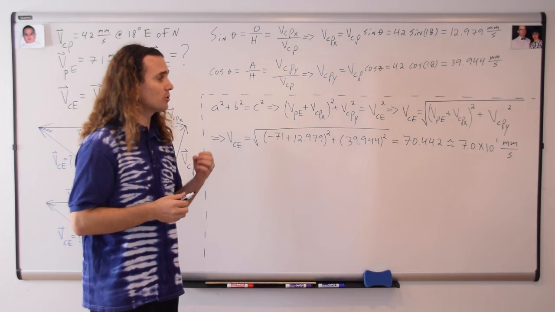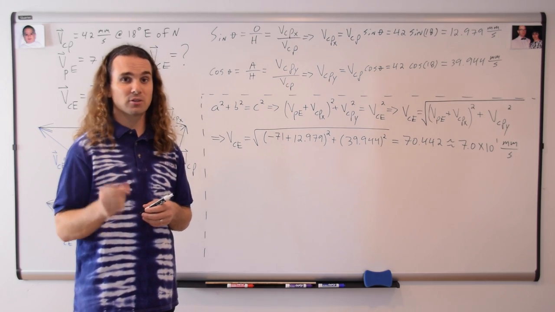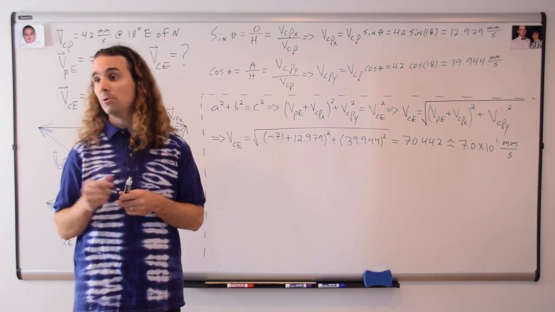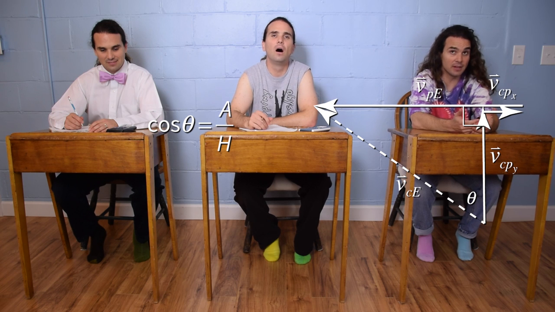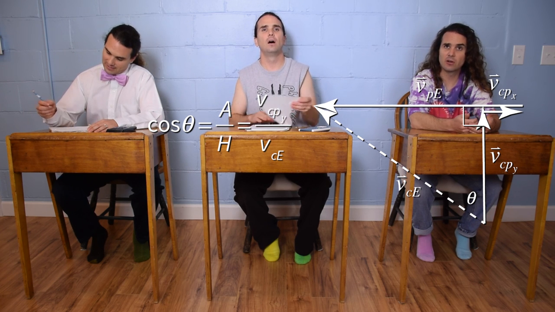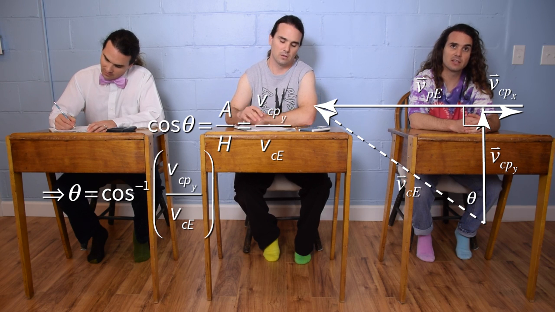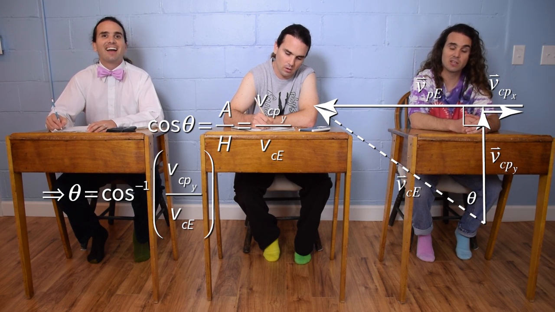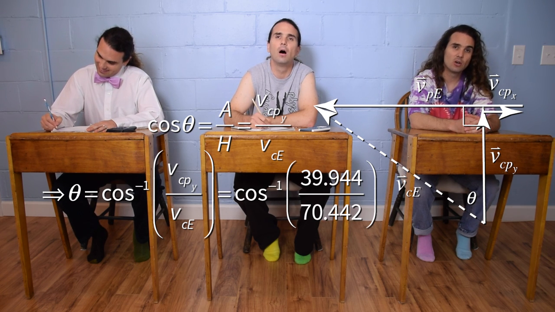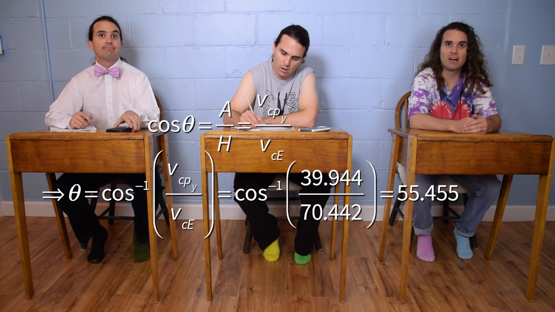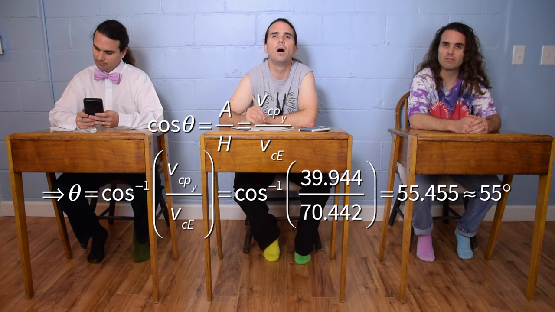Seventy with two sig figs, or 7.0 times 10 to the first millimeters per second, is the magnitude of the resultant velocity vector. Now we need the direction. Bo? We can use cosine of theta equals adjacent over hypotenuse, and that's the velocity of the car relative to the paper in the y direction over the velocity of the car with respect to the earth. Take the inverse cosine and we get theta equals the inverse cosine of 39.944 over 70.442, which is 55.455 degrees, with two sig figs, 55 degrees.